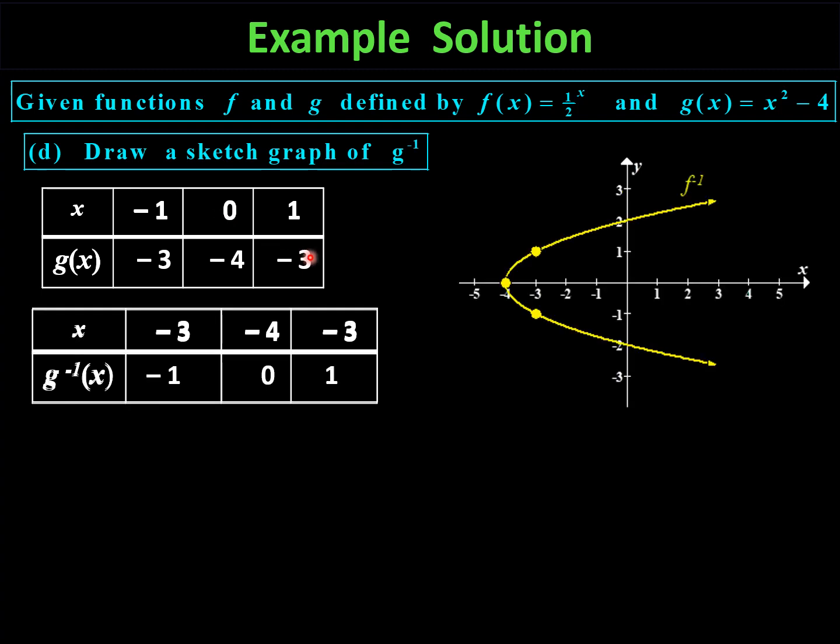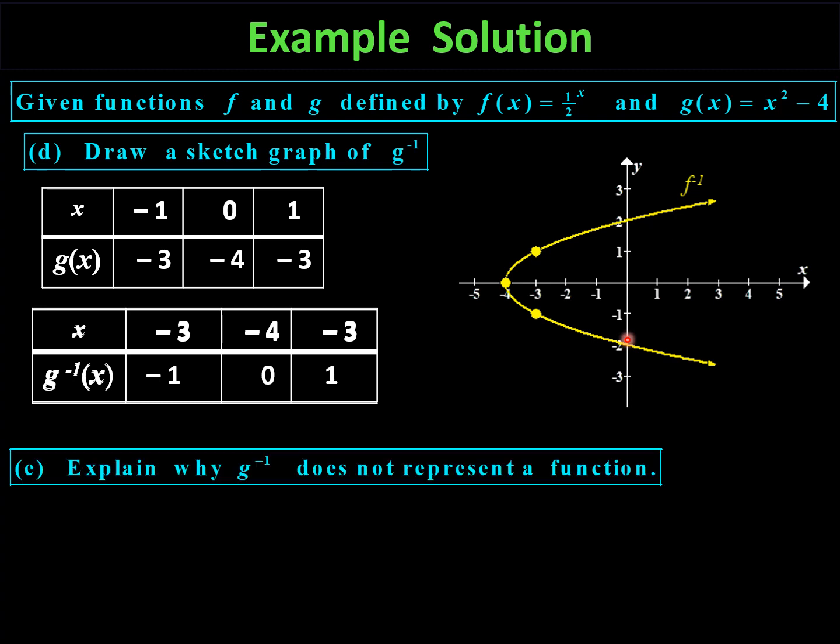So now we're ready to sketch the graph. So I just plot the points there: -3 and 1, -4 and 0, and -3 and -1. And then you can draw the graph there. You've got 3 points. They didn't say that you must indicate the intercepts on the y-axis. In this case, it comes out exactly as 2 and -2.